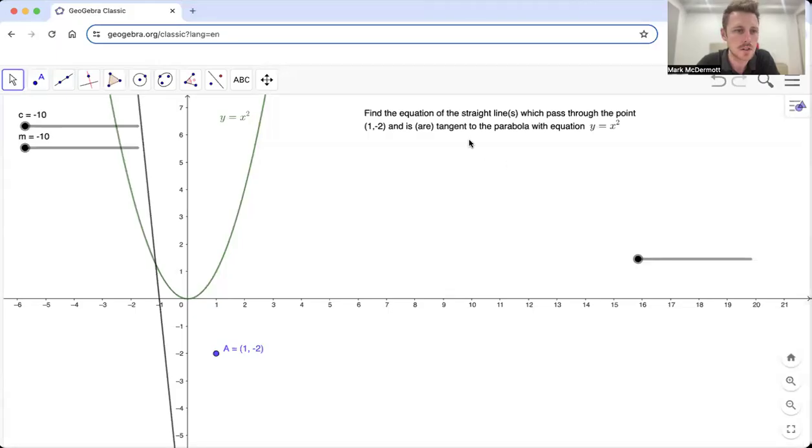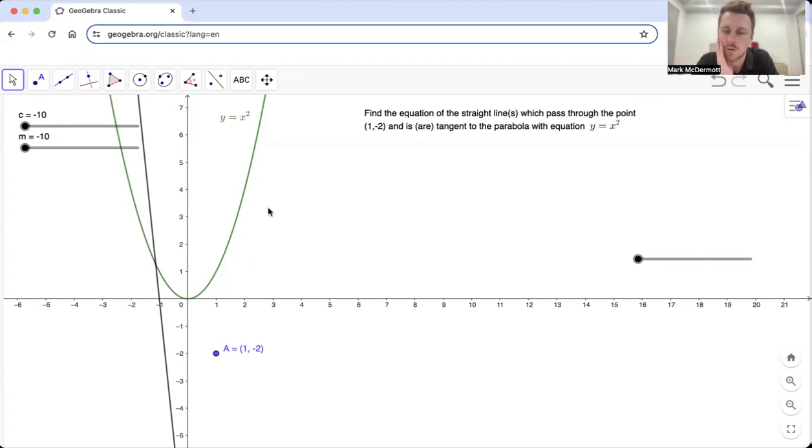I got asked a very good question today, I thought, about tangents and parabolas and where they intersect. So the question said, find the equation of the straight line or lines which pass through the point (1, -2) and are tangent to the parabola with the equation y equals x squared.